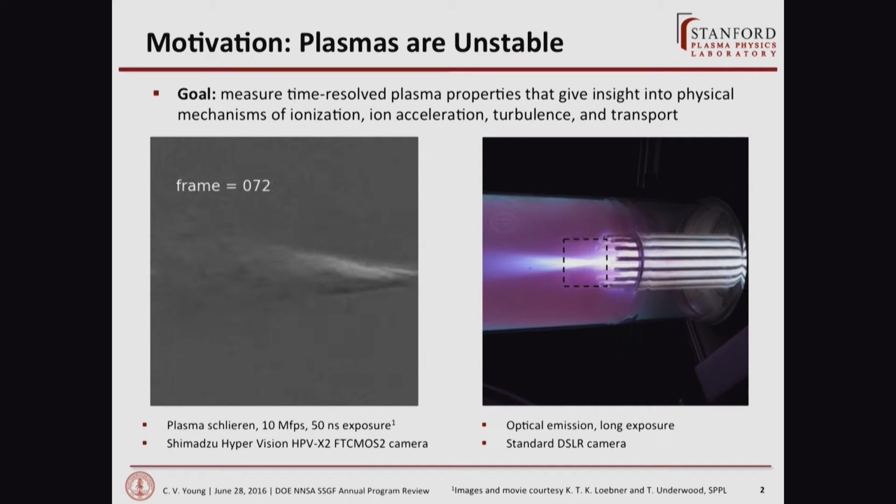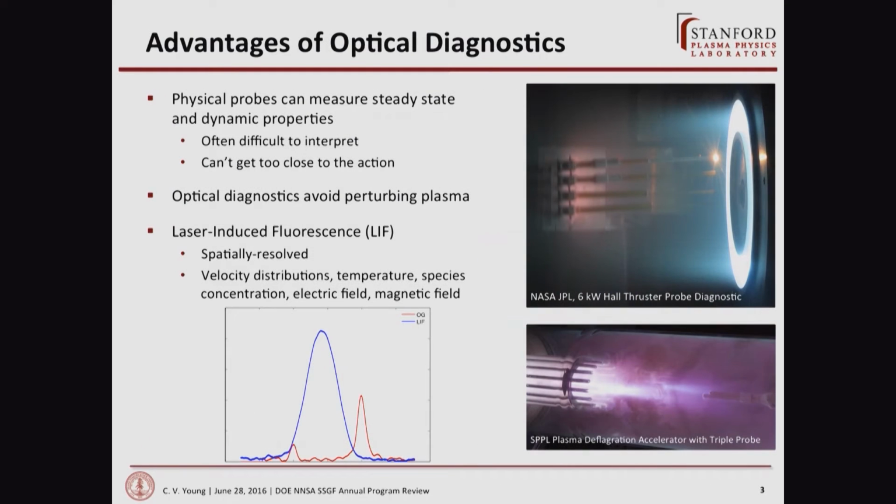So just to motivate that, this really awesome video just came out of our lab. It's plasma Schlieren of this coaxial plasma gun. And they're using a 10 million frame per second camera. And you can see all this really rich detail in the vortices and the turbulence that's going on. So that's really cool. Not the system I'm going to be talking about today.